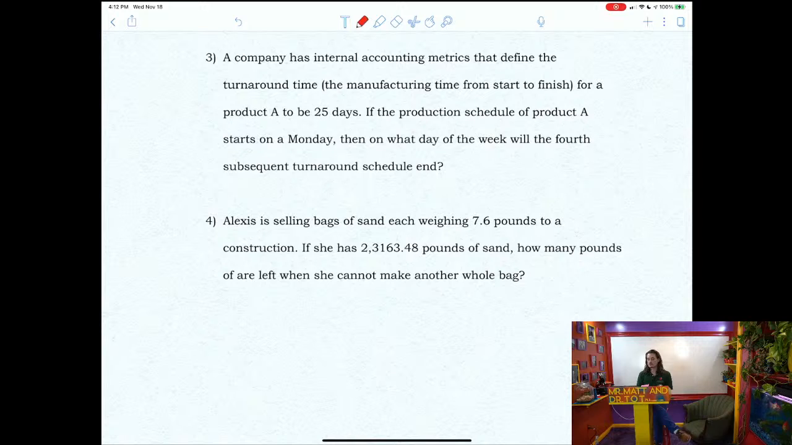And question 4 says, Alexis is selling bags of sand, each weighing 7.6 pounds, to a construction company. My apologies. If she has 2,300, I'm sorry, that should be 20. The decimal place got messed up there. Let me just make sure that that works.